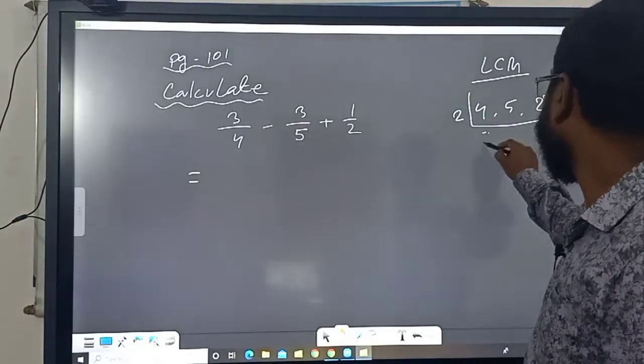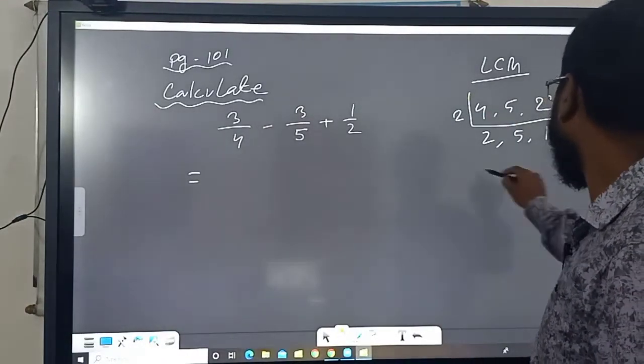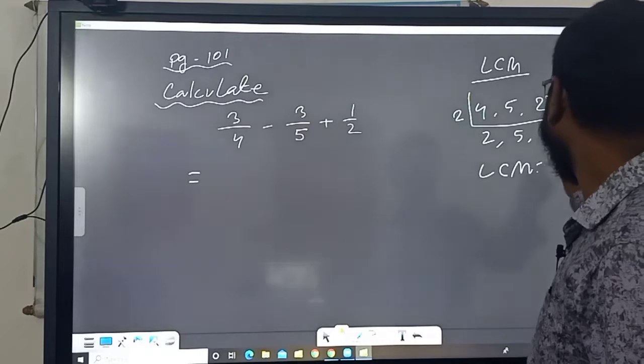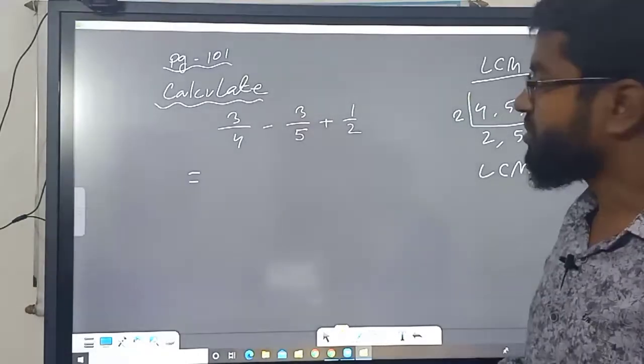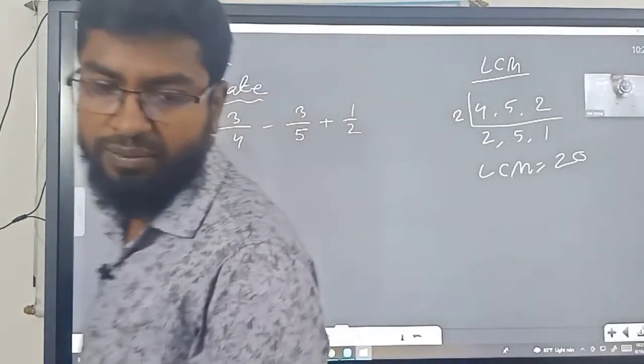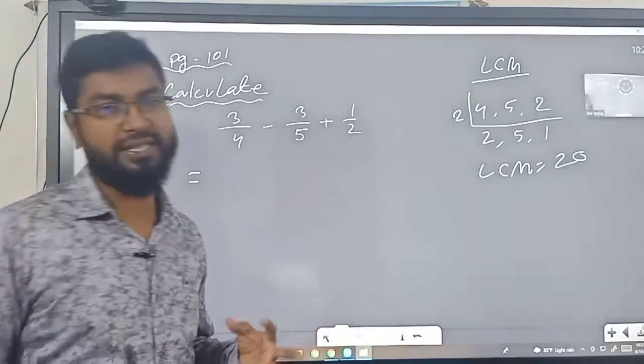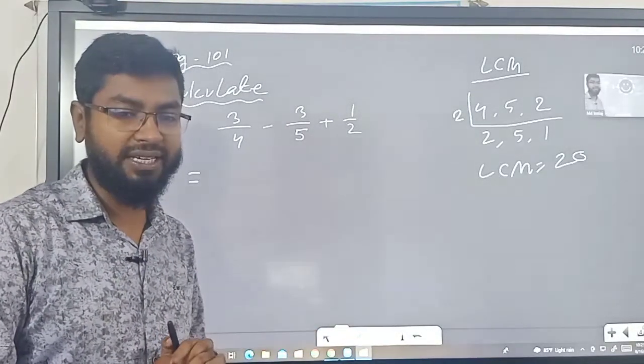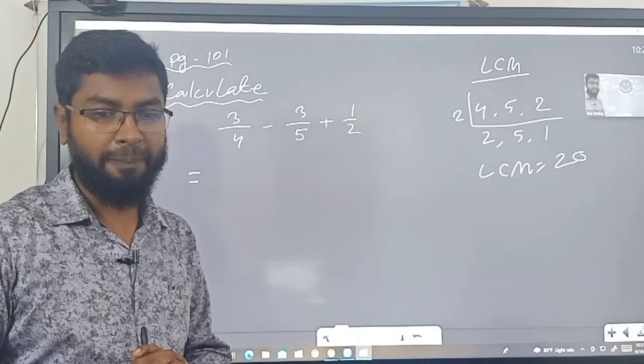2, 5 and 1. So the LCM is 20. So we will make all the fraction denominators 20. Okay?